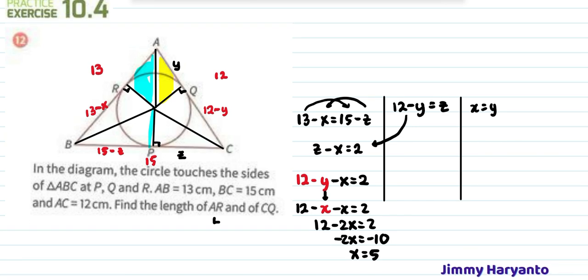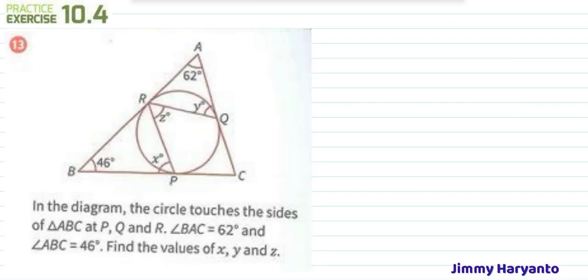AR equals 5, guys. This one is 5. Because x equals y, that means this one is also 5. And this one is 12 minus 5 equals 7. CQ equals 7. Okay, question 13.